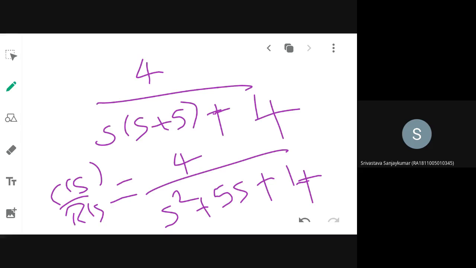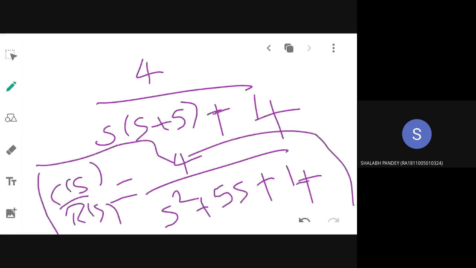Now, is it a second order system or first order system? Second order. Now you have to find out what case it is, whether it is undamped, underdamped, overdamped or critically damped. So how will you find that?